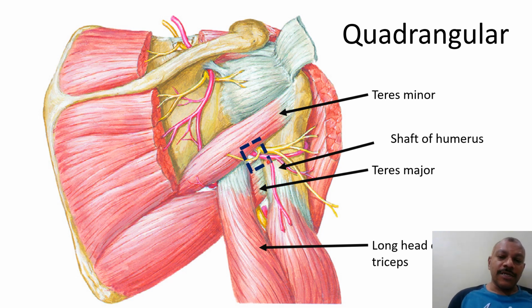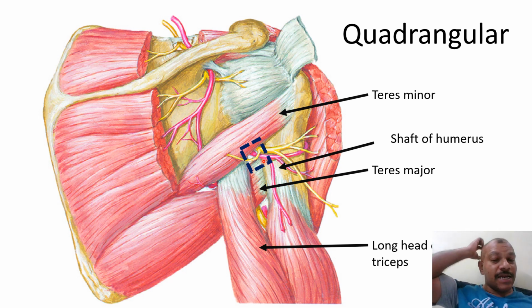Through this quadrangular space, we can identify the axillary nerve passing. As we all know, the axillary nerve is a branch of the posterior cord of the brachial plexus, and a small part can be seen in the axilla. Then it runs posteriorly along with an artery. Can you see another artery running along with it? That is nothing but your posterior circumflex humeral artery, a branch of the third part of the axillary artery.